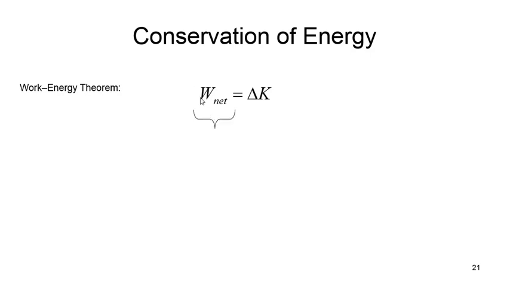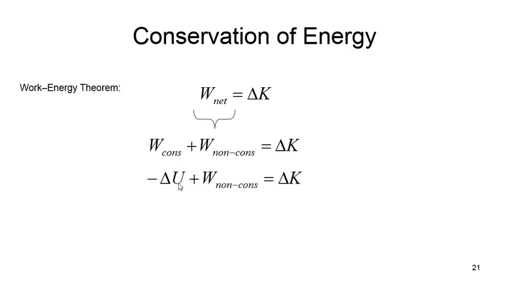So what I can do is separate the net work into how much work was done by conservative forces and how much work was done by non-conservative forces, right? Because the sum of these two should be the total work. And I can say the total work done by conservative forces is equal to negative the change in potential energy. And then this is still just the work done by non-conservative forces. And now if I rewrite delta U as U final minus U initial, and delta K as K final minus K initial, I get this expression over here.